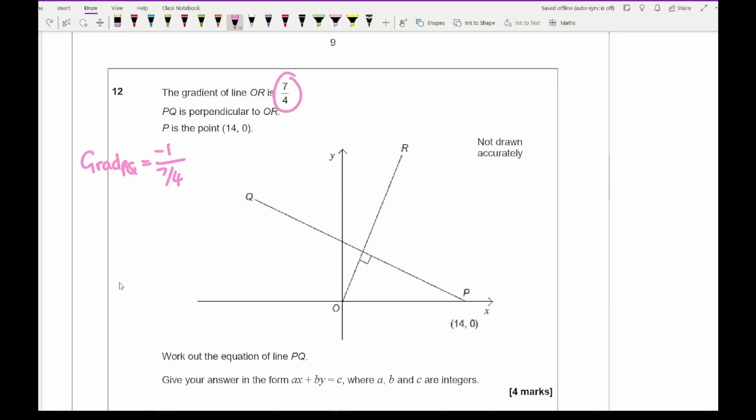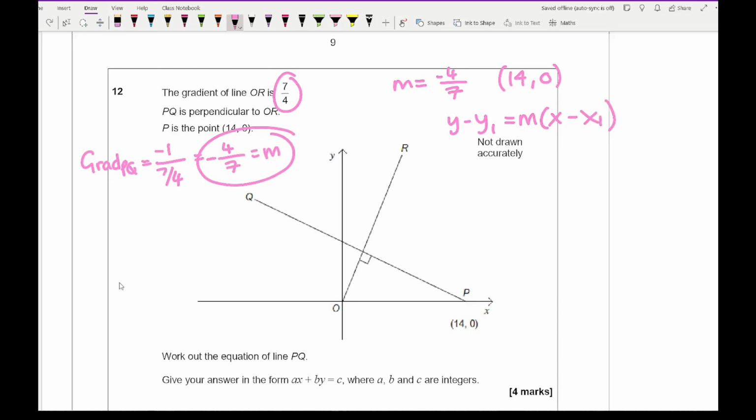Now when you do the reciprocal of a fraction, all you need to do is just flip the fraction so it then becomes 4 over 7. And then change the sign. So the gradient then is minus 4 over 7. Now we know that the coordinate is (14, 0). So using m equals minus 4 over 7 and the coordinate of (14, 0), I'm going to substitute that into y minus y1 equals m times x minus x1. And then substituting those in, I get y minus 0 equals minus 4 over 7 times x minus 14.